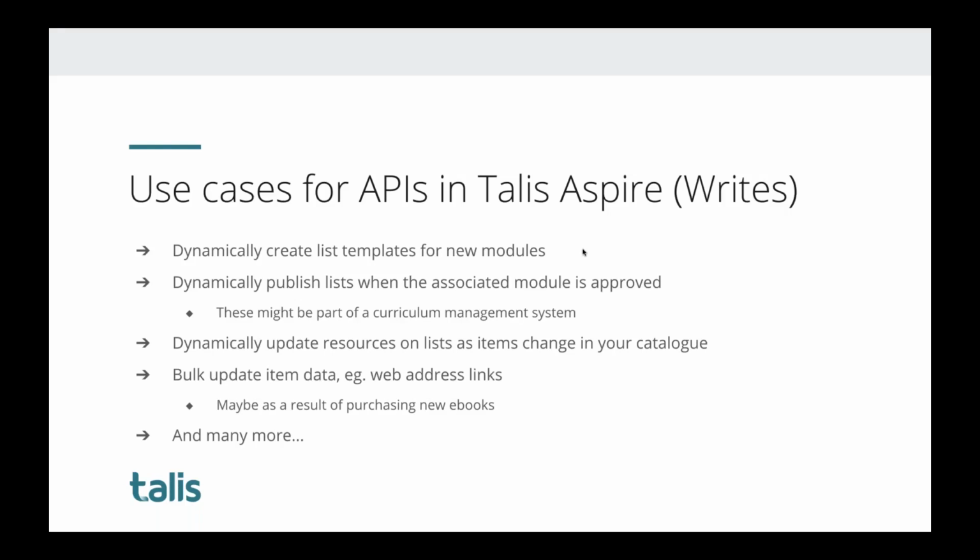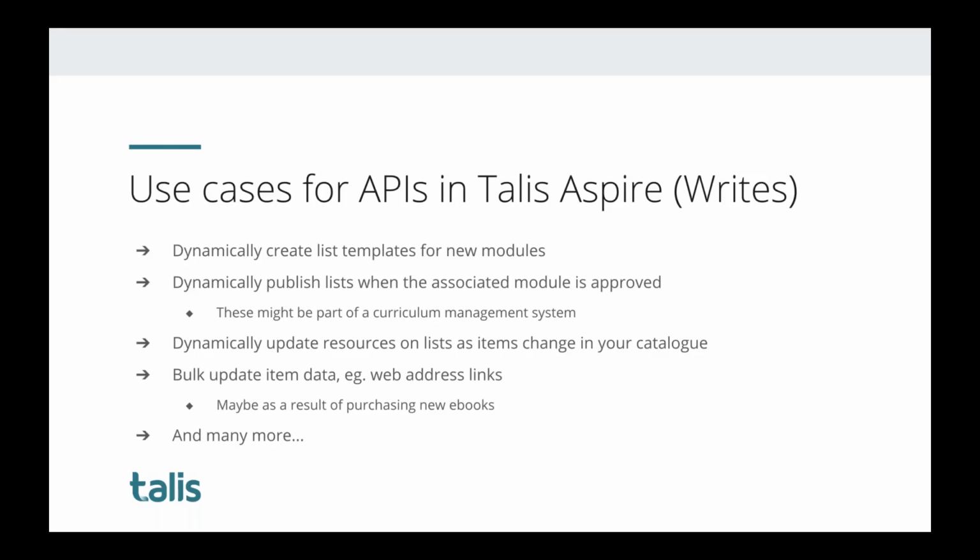You could also dynamically update resources on lists as they change in your catalog. Of course, catalog information changes all the time, and maybe a particular item has been removed from your catalog, for instance. So all of a sudden the LCN no longer exists, your local control number. You may wish to use that as an opportunity to fire off an API request to Talis Aspire to say, this resource in the system, let's find it and let's update the LCN to remove it. Or maybe something else has changed, the ISBN, but you had an incorrect ISBN, I don't know, something's changed and you need to update all the instances in Talis Aspire as it goes.